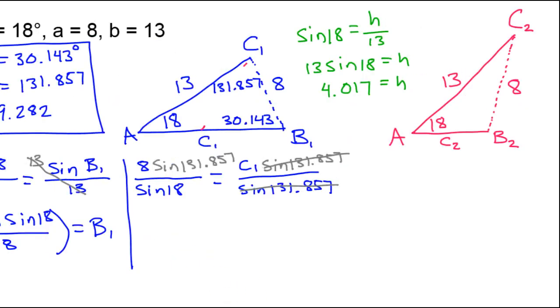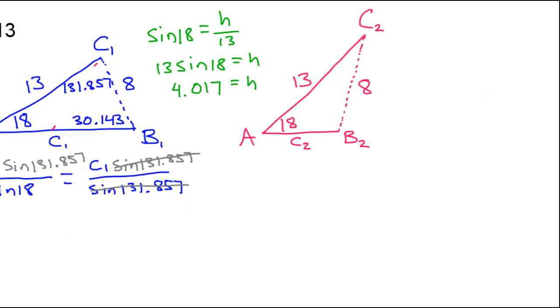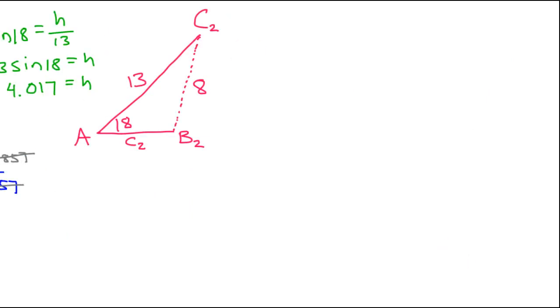Now we can move on over and solve the red triangle. So once again, let's form our solution box. We will need the measure of angle B2. We will need the measure of angle C2. And we will need the length of side C2 to solve this triangle.